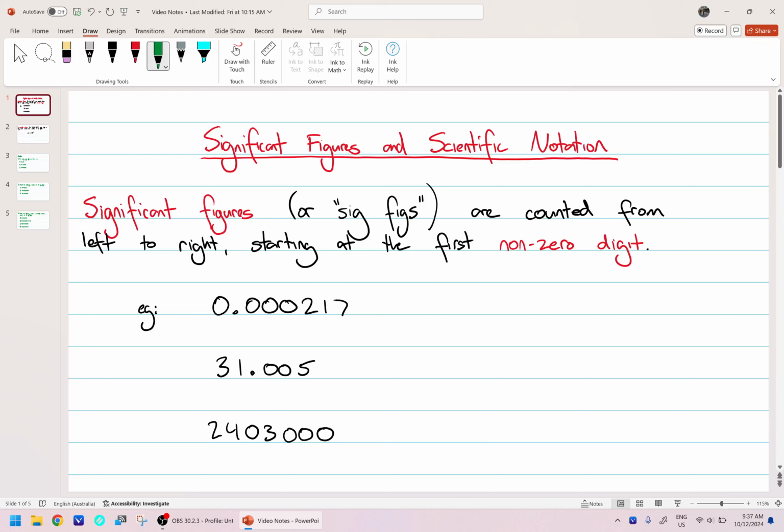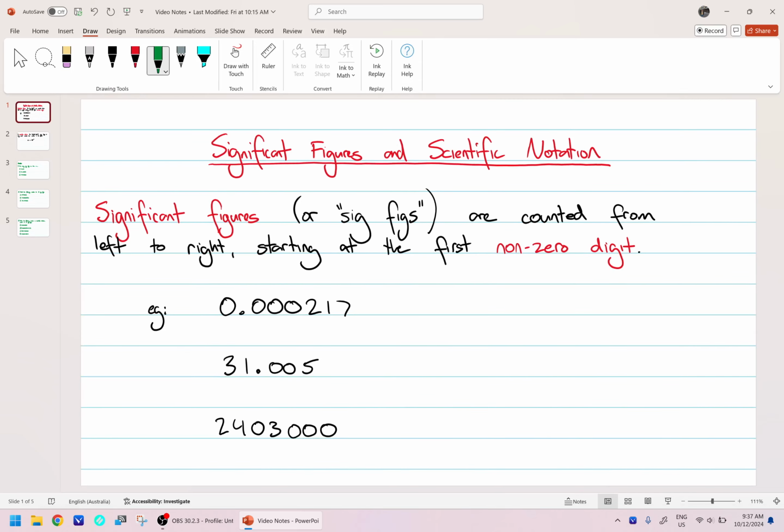Hi everyone, in this video we're going to be looking at how we can work with significant figures and scientific notation. So we'll start off with significant figures, or sig figs, and they are counted from left to right, starting at the first non-zero digit. Non-zero meaning a digit that isn't zero.